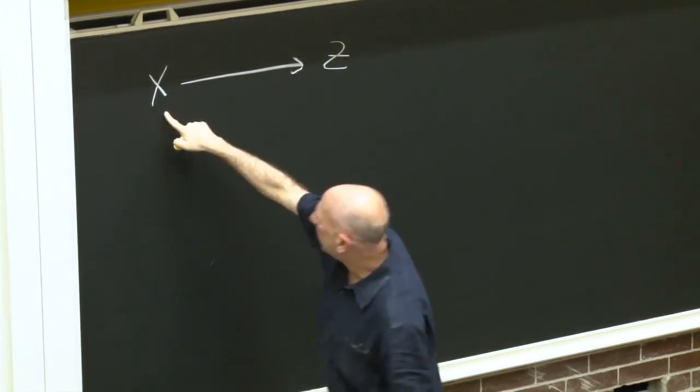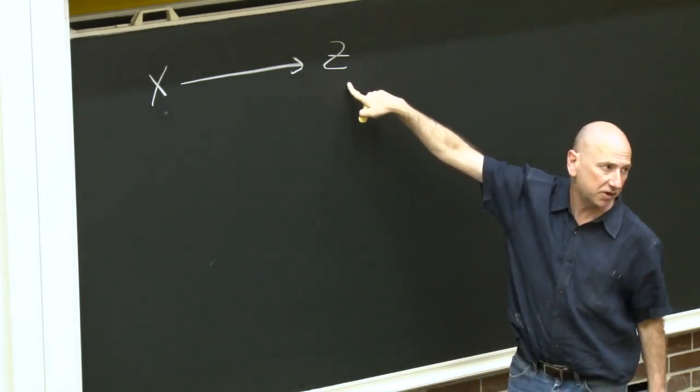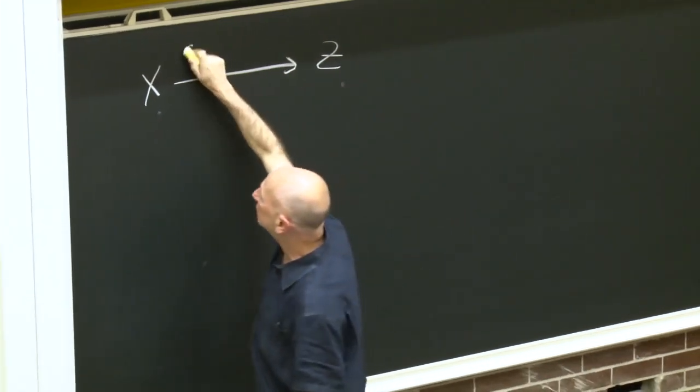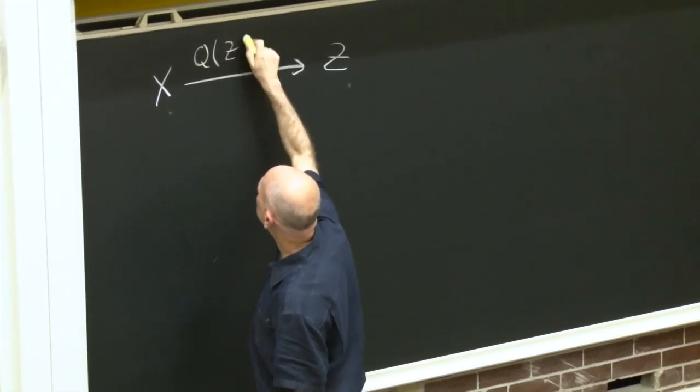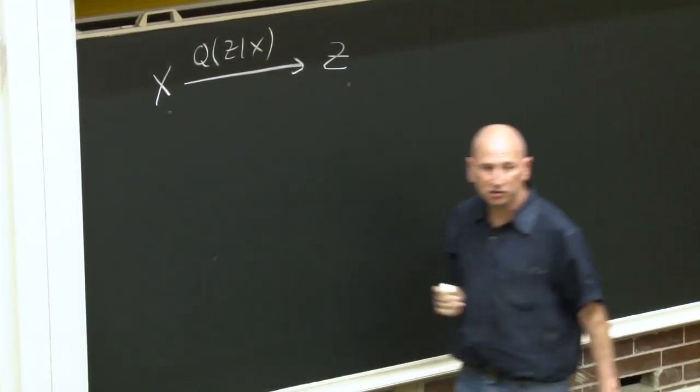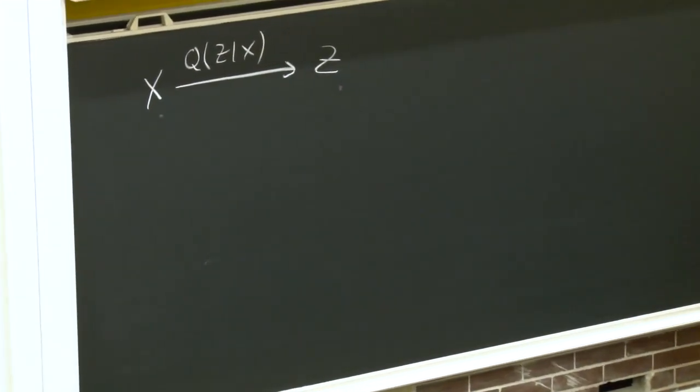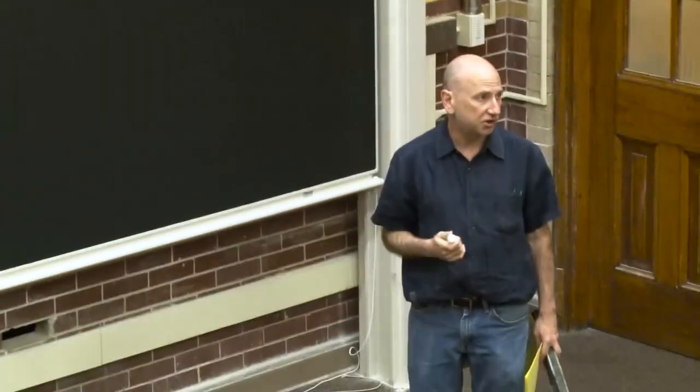I'm going to input my data x and output something. We haven't said what it is yet. And I'm going to do it using a distribution, q of z given x. So just think of it as a conditional distribution. You give me x, and I output z with some probability distribution q. We haven't decided what the q is yet.